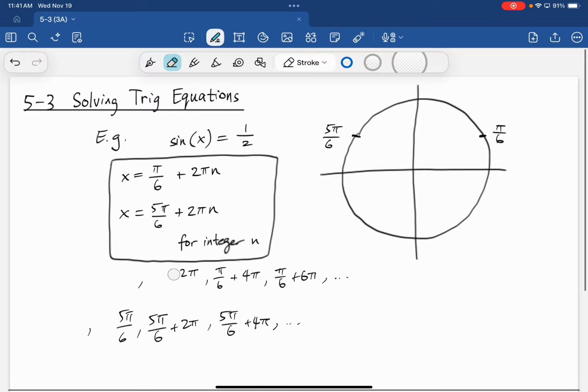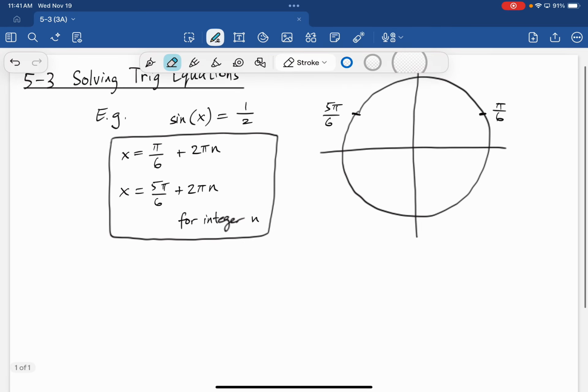Any questions? n is some integer. Could be -1, could be 0, could be 1, 2, 3, 4, 5, 6, 7, 8. Am I done? Okay. I'll show you guys another way.